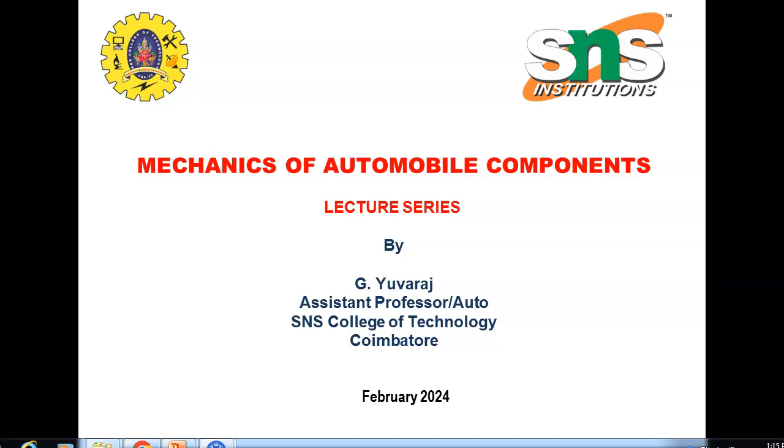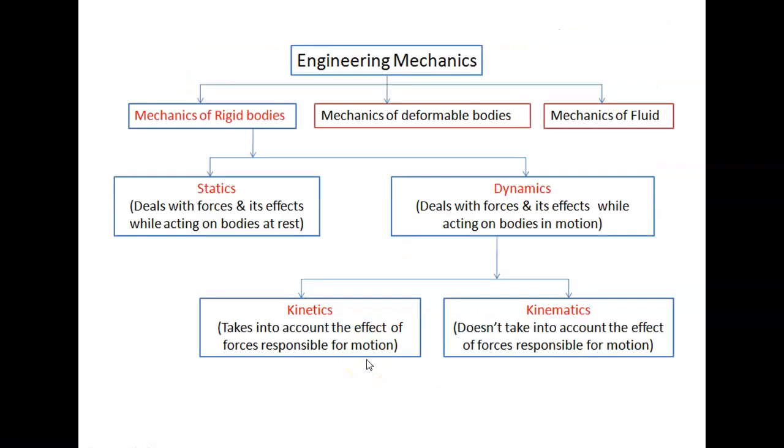So here, before we enter into this topic, we just need to see where mechanics started and what types of mechanics there are. So let me see in detail. Generally, engineering mechanics can be classified into three different categories: mechanics of rigid bodies, mechanics of deformable bodies, and mechanics of fluids. The rigid bodies are again classified into statics and dynamics.